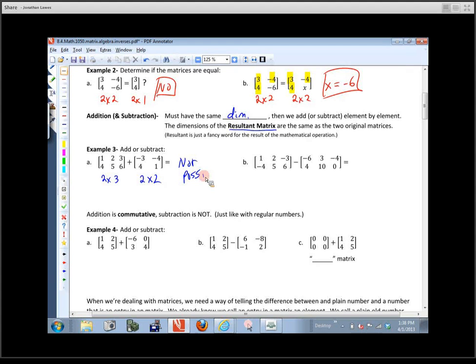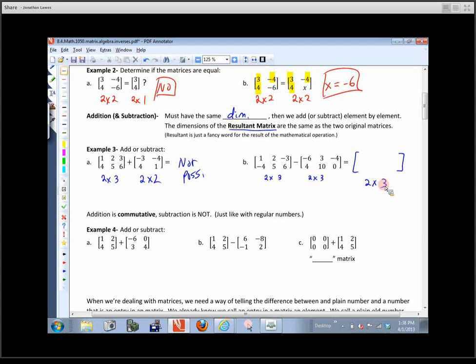Can't do it. If they don't have the same dimensions, you cannot add or subtract them. Okay? So if we take a look at this one, it is a 2 by 3. This one is a 2 by 3. So the resultant would also be a 2 by 3. Everybody watch, please. The resultant is a 2 by 3.